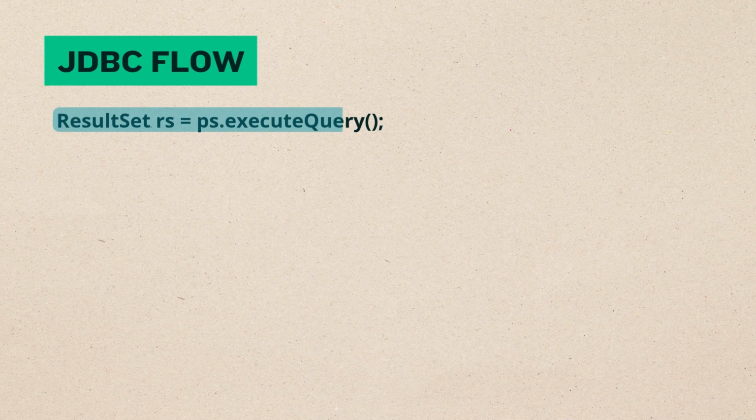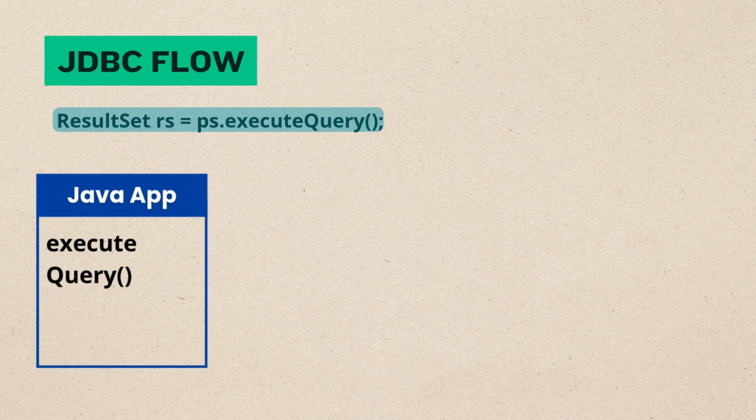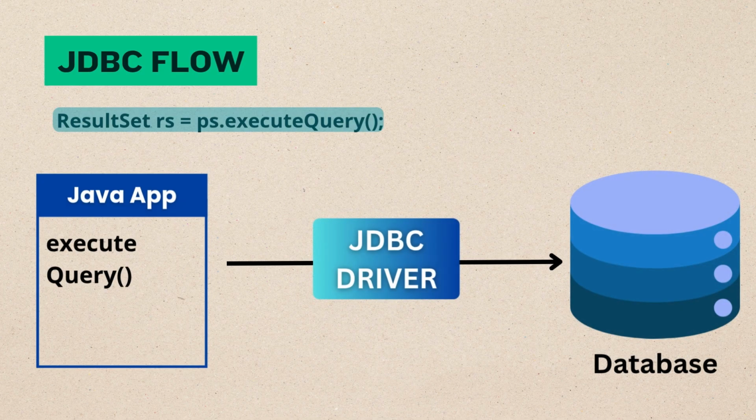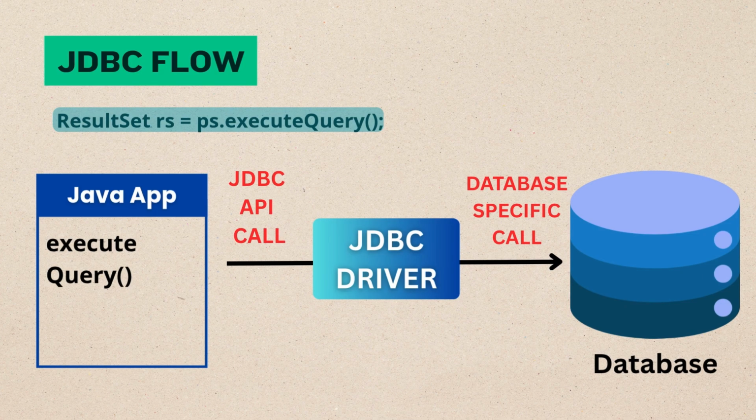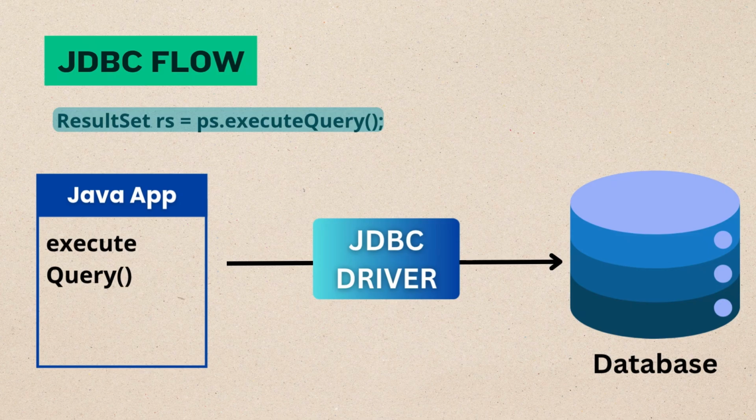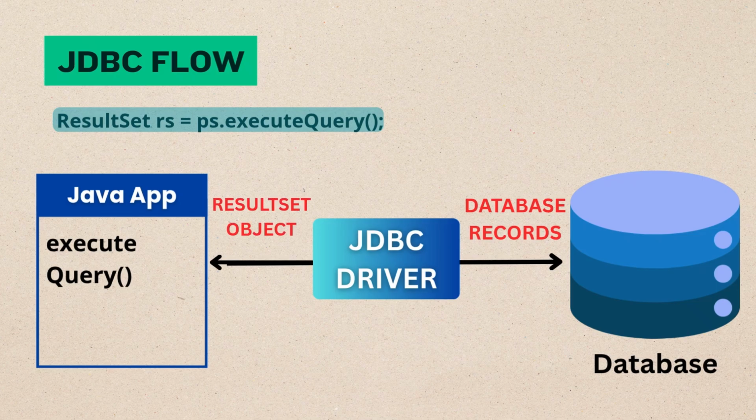In the third line of code, the executeQuery method sends the SQL query to the database through the JDBC driver. The JDBC driver converts the JDBC API call into a database specific protocol and executes the query in the database. The database processes the query and returns the result. Finally, the JDBC driver converts the database records into a ResultSet object, which can be processed by the Java application.